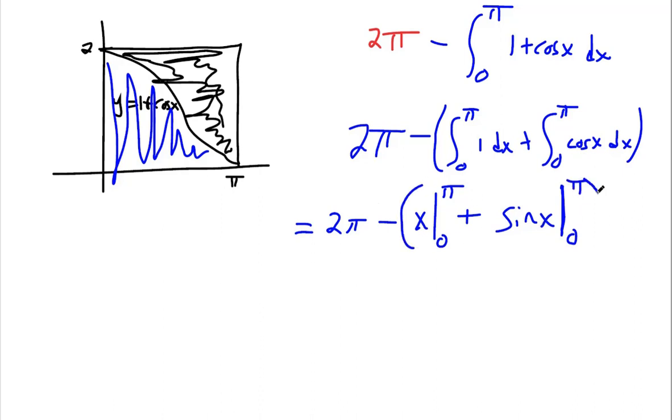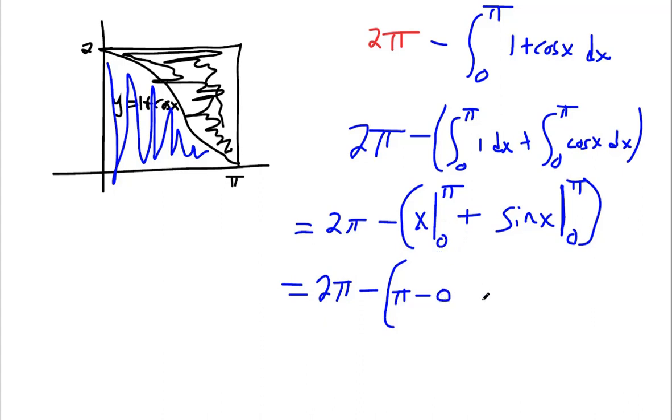But this whole thing is still in parentheses, right? I'm subtracting this entire integral, and this is the entire integral inside here. So I've got to figure out what this is and then apply the subtraction sign. Okay, so using the fundamental theorem of calculus, I'm plugging in pi into my antiderivative, and then I subtract what happens when I plug in 0 into the antiderivative.